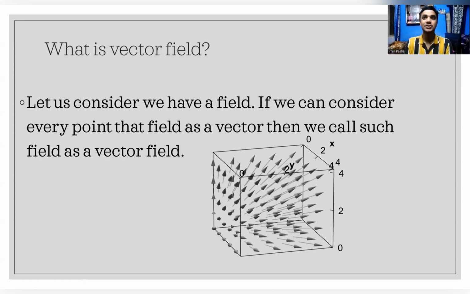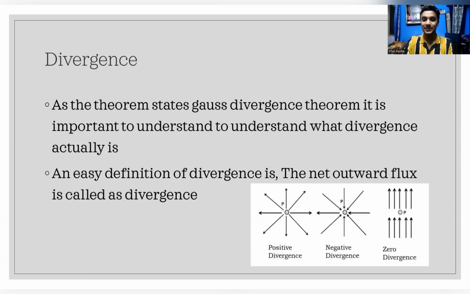For example, let us take this cube. There are a lot of vectors in this cube, okay? And all these vectors have different directions, and all these vectors together make a vector field. Moving on to the next.